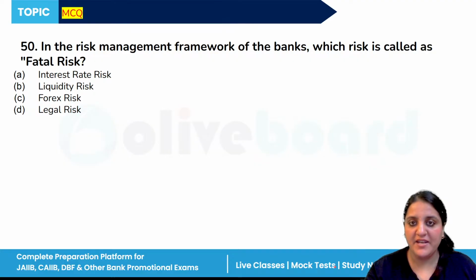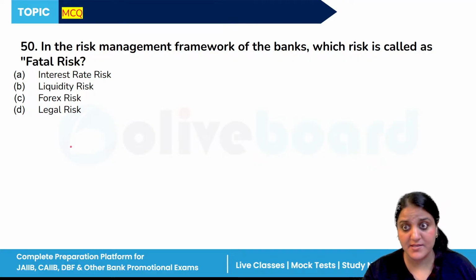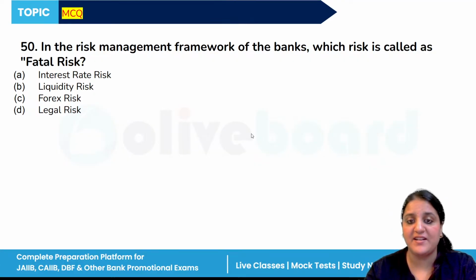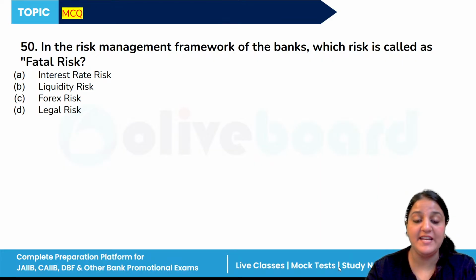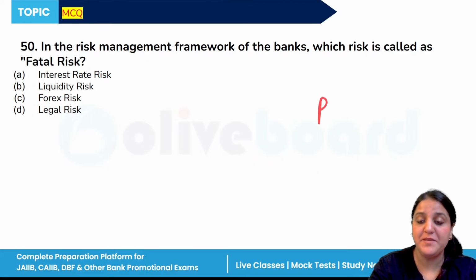In the risk management framework, which risk is called as fatal risk? Fatal risk means liquidity risk. Liquidity risk means ICU for the banks. Liquidity risk is when the bank does not have enough cash to meet its obligation. So it is called fatal risk. Even if the bank is profitable on paper and it is unable to pay the depositors, bank collapses. So option B is correct.